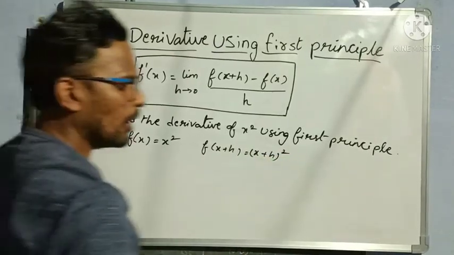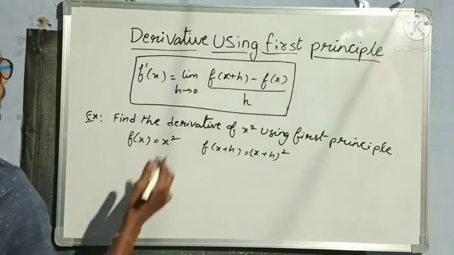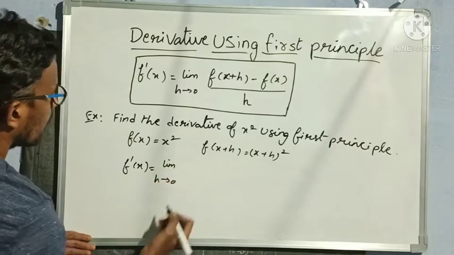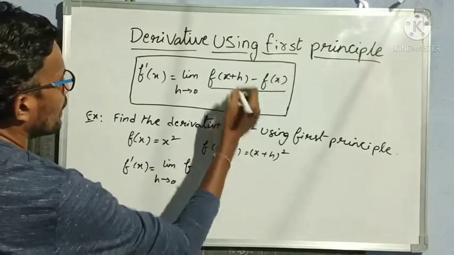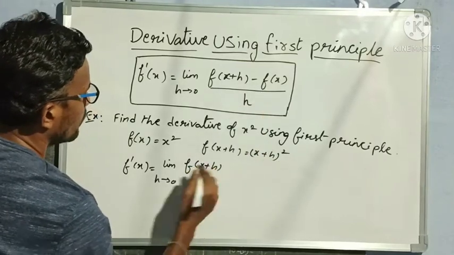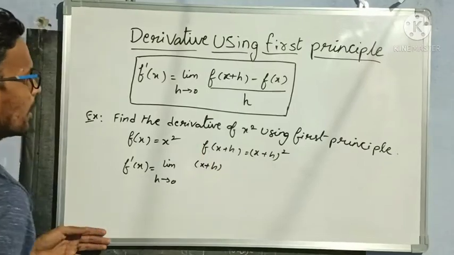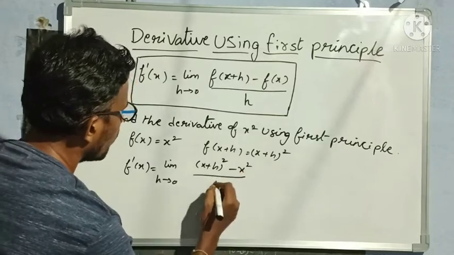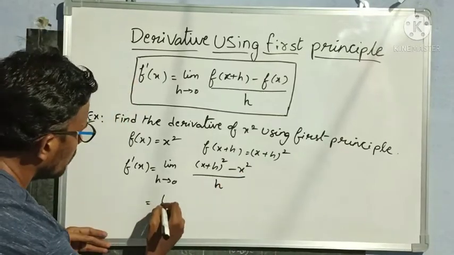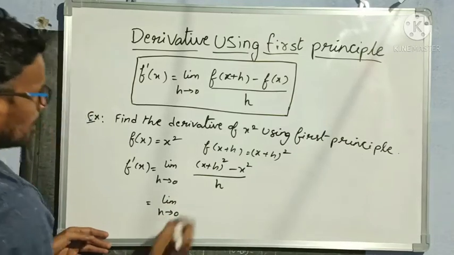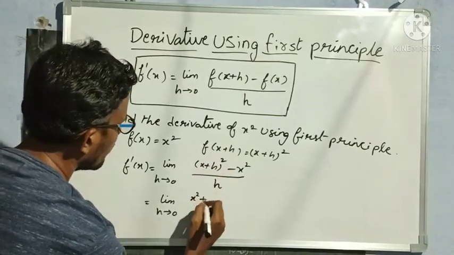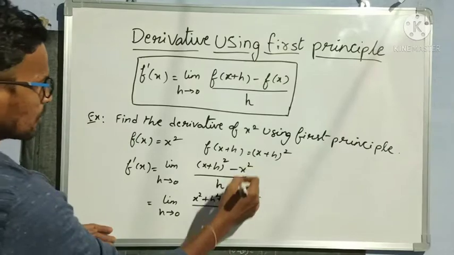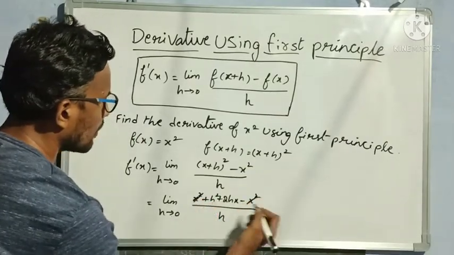Now I am substituting this in the formula. So f dash x is equal to limit h tends to 0 of x plus h whole square minus f of x, whose value is x square, by h. That is equal to limit h tends to 0, a plus b whole square is a square plus b square plus 2ab, so x square plus h square plus 2xh minus x square by h. This x square as it is, so plus x square minus x square gets cancelled.